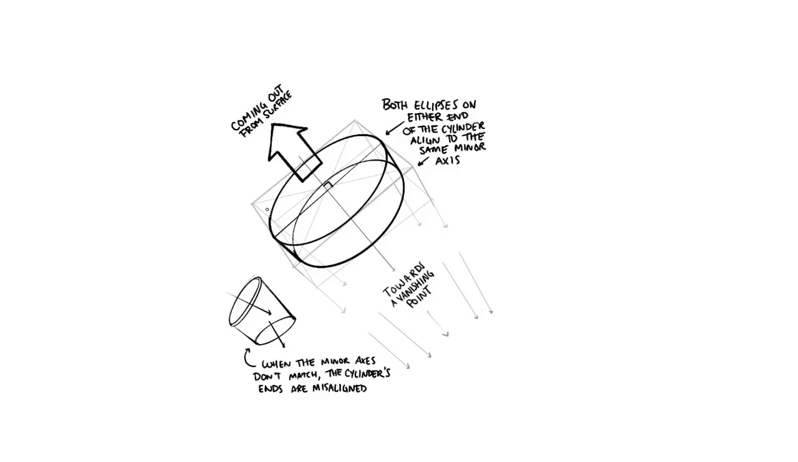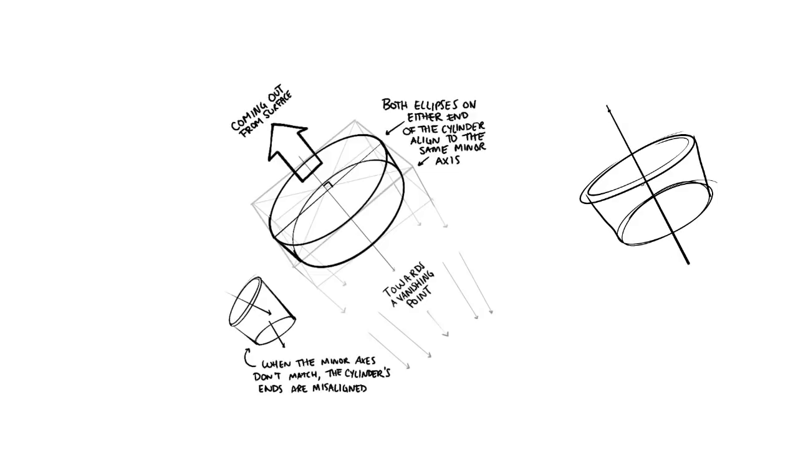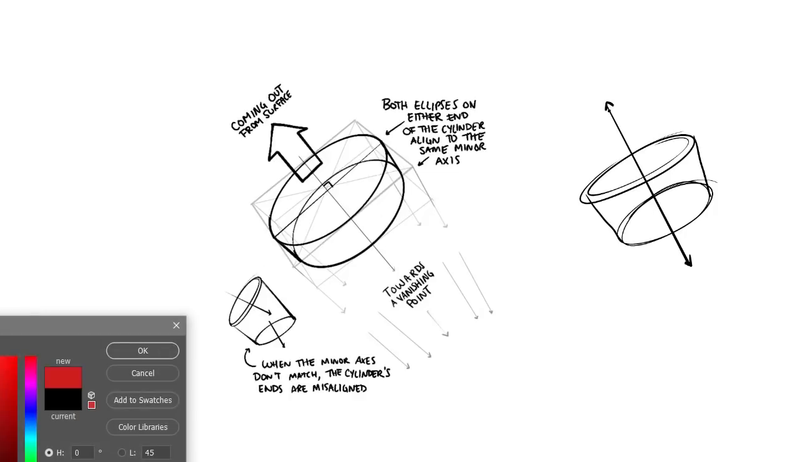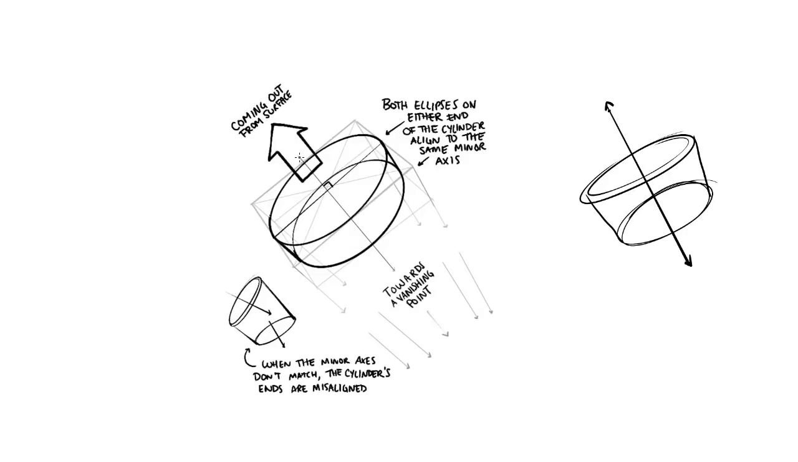because if you have a cylinder, then the two ends of that cylinder are going to have their minor axes aligned to each other. So they will share the same line that represents their minor axis. Just as it does here. This line here, I'll highlight it in red, is the minor axis of both ellipses.